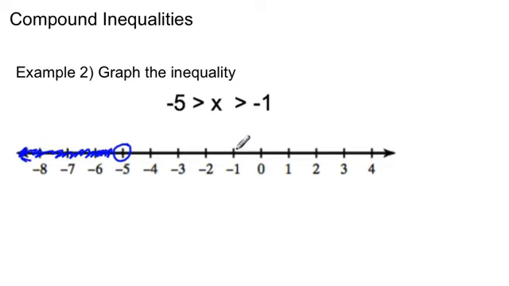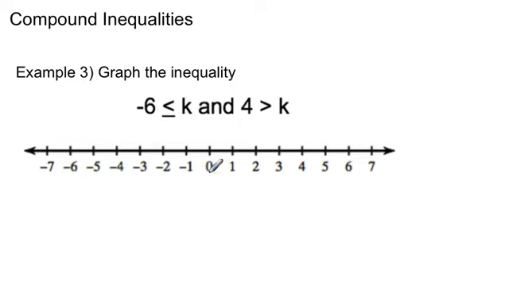And x has to be greater than -1, so put a circle around -1, and x is bigger than that. And here I can see that this is an OR statement. We're talking about all the numbers except the ones in between -5 and -1.